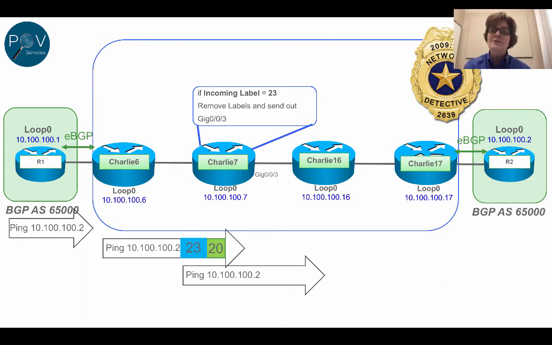Now in the previous YouTube slash blog, what we actually did was we removed the labels, although we didn't really have much to remove, between Charlie 17 and R2. And I told you Charlie 17 noticed that it actually was not even supposed to be doing any MPLS there. Had no MPLS neighbor there, it was getting no labels. I'm supposed to remove labels and send it out. So, okay, let's go look at Charlie 7 and see whether or not I was evil and removed the MPLS.